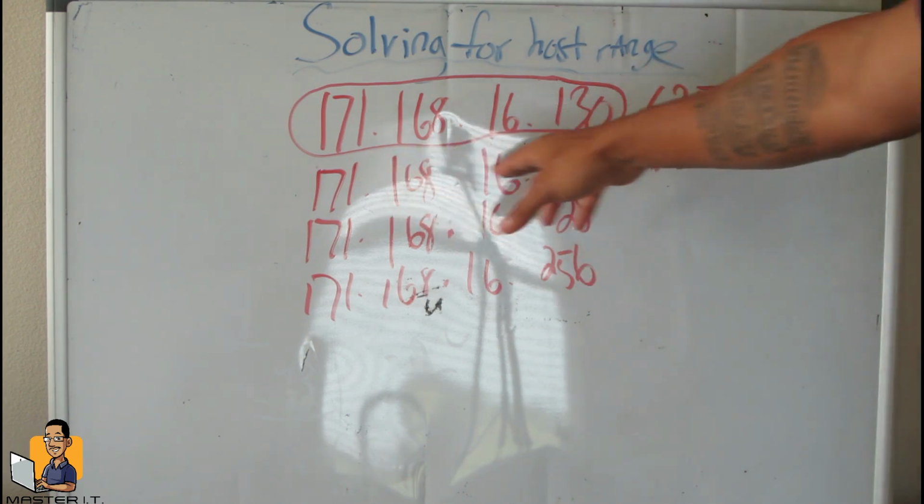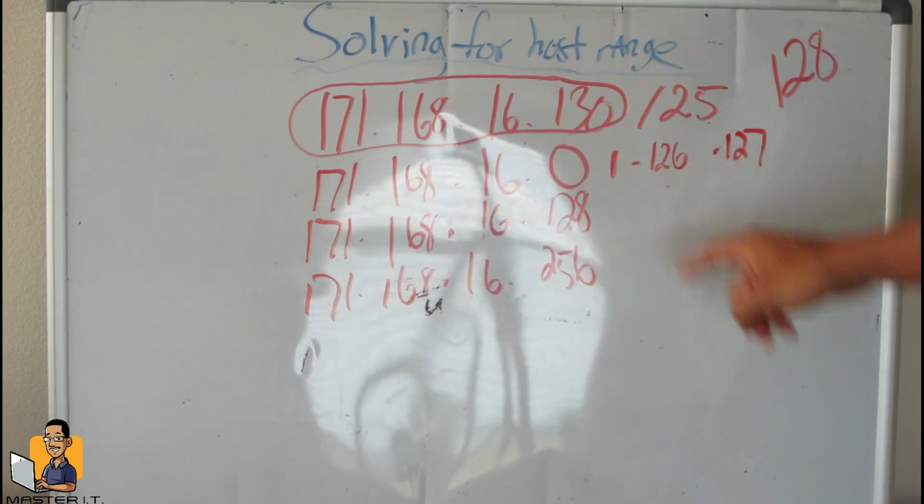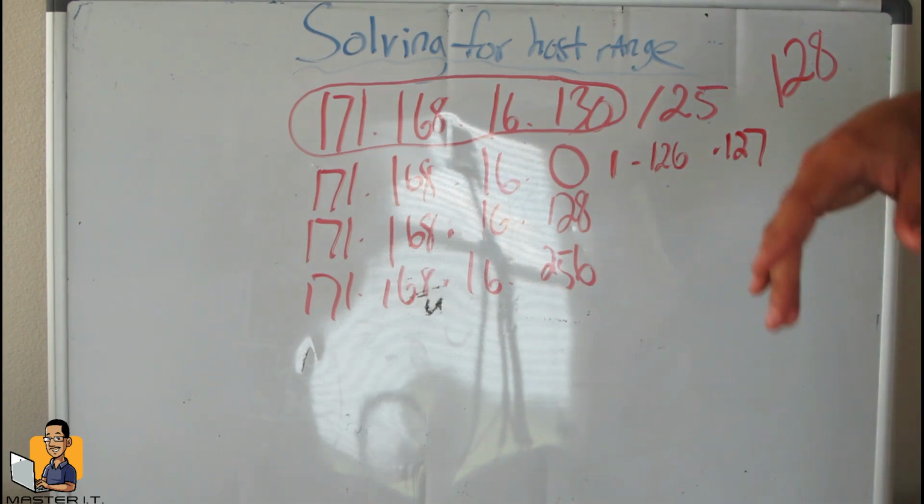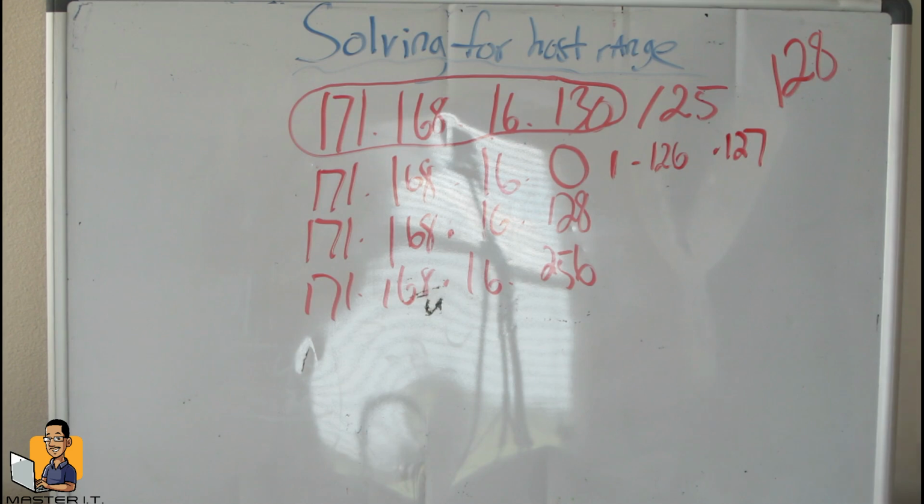So the network ID is .0. The range, the stuff that I can actually apply to the devices, is gonna be .1 to .126. My broadcast address is gonna be .127, okay? So will .130 fit in that range? Nope, so we gotta go one more.